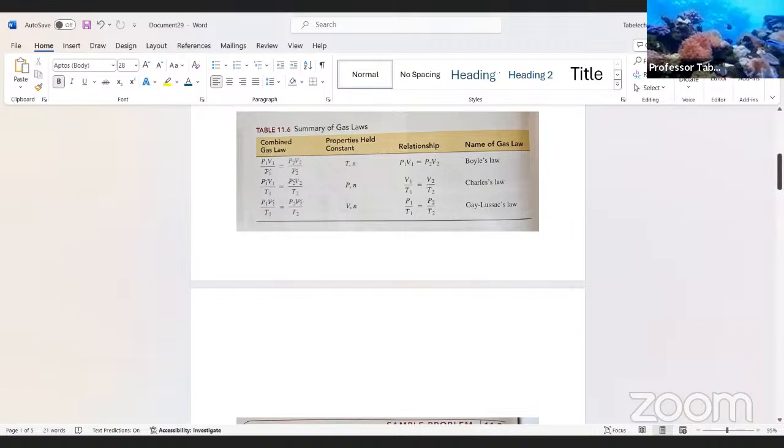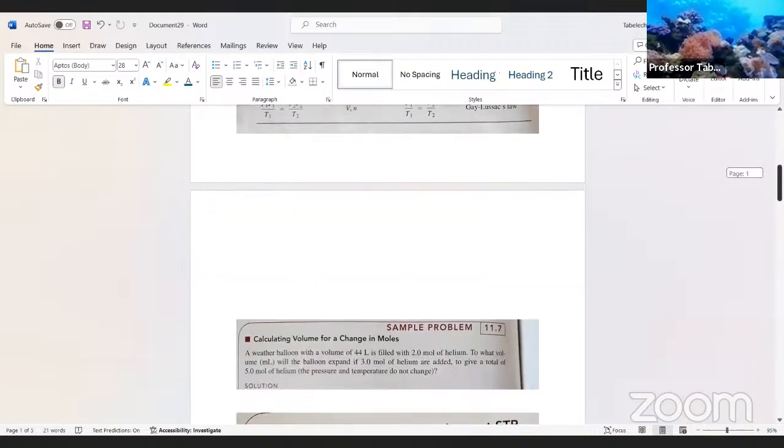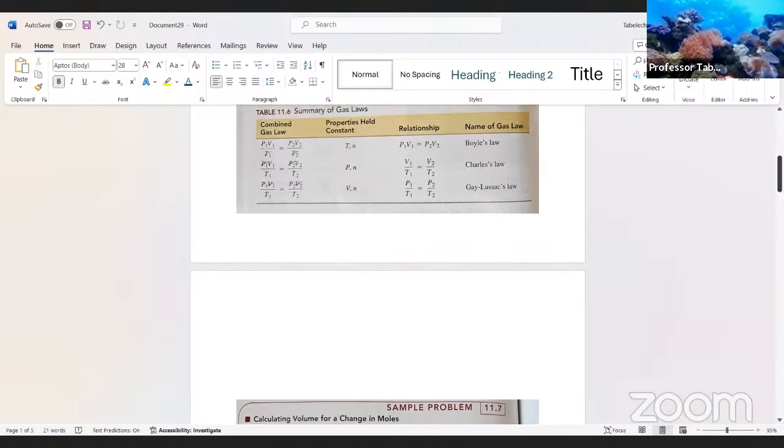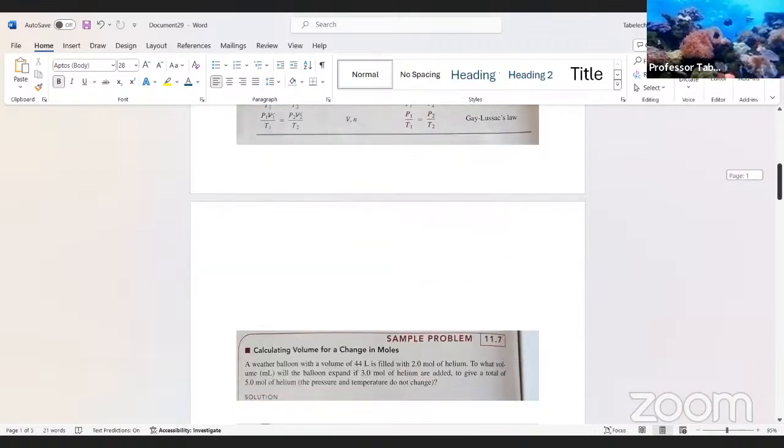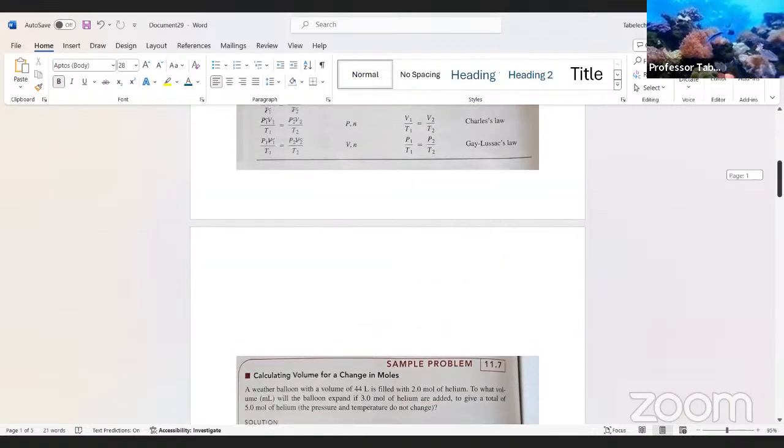Today we're going to get into the combined gas law. And when I say combined, you're talking about pressure, temperature, and volume, okay? Pressure, temperature, and volume. So let me put the formula on the screen for you guys so you can see that, okay?